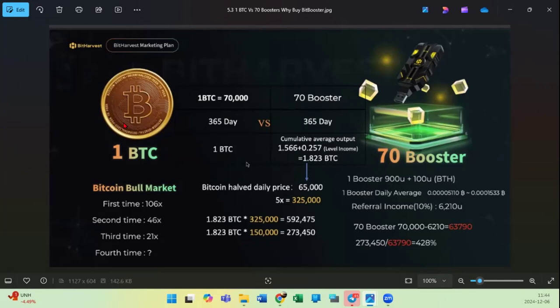So let's say you take one Bitcoin and you decide to buy 70 boosters with it. At the time this was created, it was $70,000. Now it's $100,000. But let's just say you bought 70 boosters. So Wendell, you bought 70 boosters today. How much a year are those boosters going to make for you? The same thing they made when I got them last time. It's going to be the same amount every year.